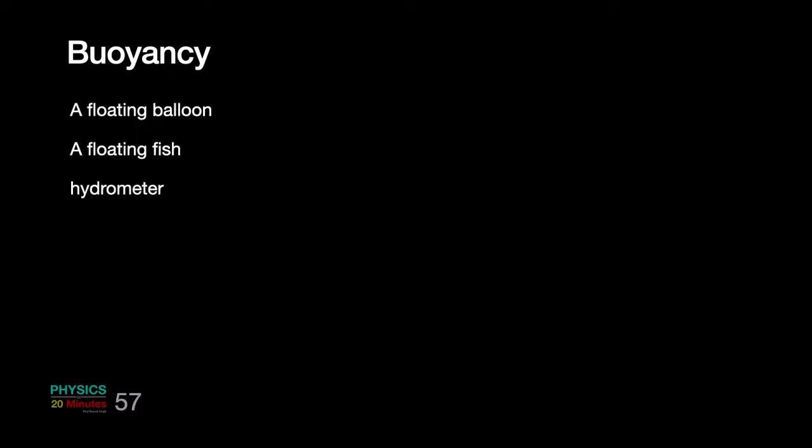Examples are the floating balloon, which we are familiar with, the floating fish, and the hydrometer. A hydrometer is an instrument used to measure the density of liquids. So that brings us to the floating fish problem. How do fishes go up and down in a fish tank? Most of you have seen it in the fish tank. They keep moving up or down.